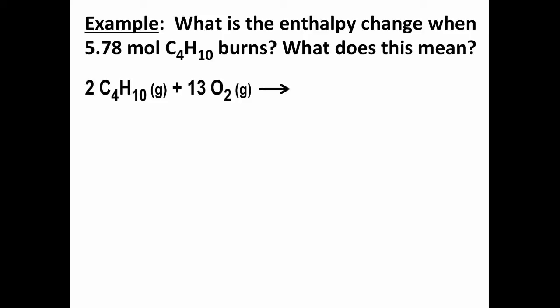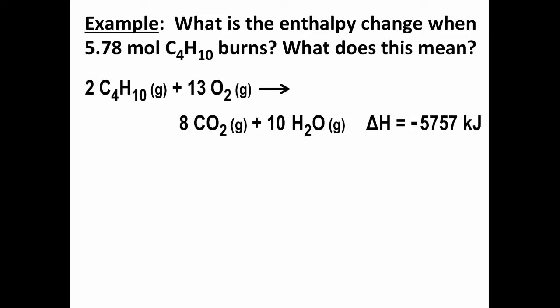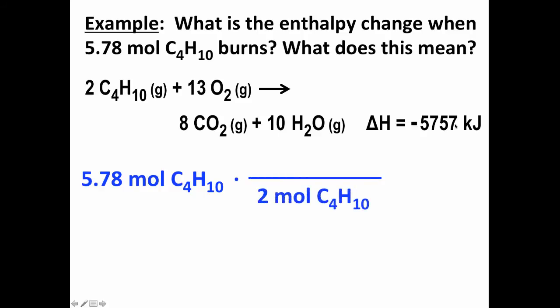Well, there's our reaction equation. And what we know from this is that if we have 5.78 moles of butane, from the reaction, we know that when 2 moles of butane reacts, 5,757 kilojoules of energy is given off. So for every 2 moles of butane, there is a delta H of negative 5,757.